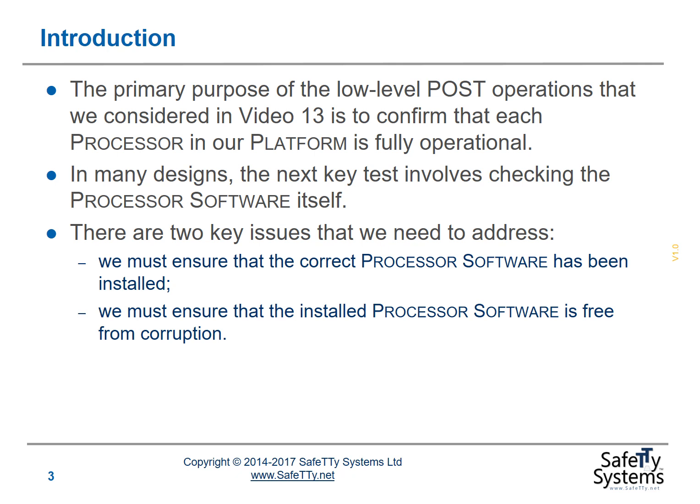So the primary purpose of low-level power-on self-test operations that we considered in video 13 is to confirm that each processor in our platform is fully operational. In many designs, the next key test involves checking the processor software itself. There are two key issues that we need to address at this point. We must ensure that the correct processor software has been installed. We must ensure that the installed processor software is free from corruption.